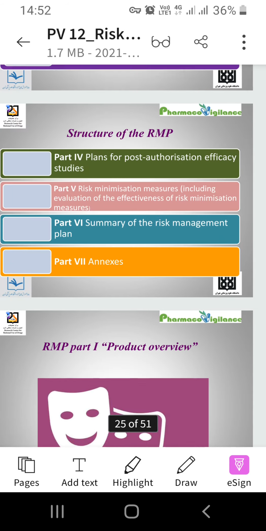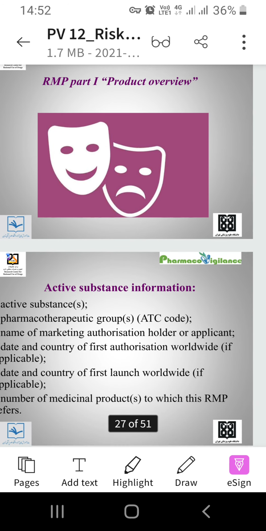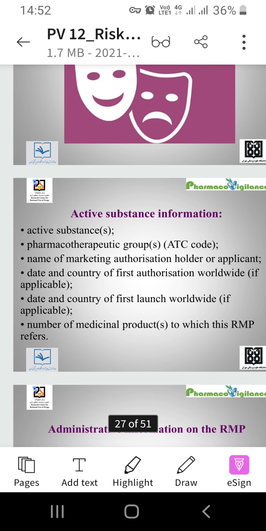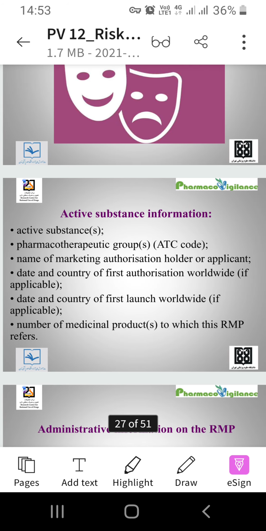RMP part one is a product overview. Okay, what is the product overview? Active substance information: active substance, pharmacotherapeutic group, ATC code, name of marketing authorization holder or applicant, date and country of the first authorization worldwide, if applicable. Date and country of first launch worldwide, if applicable. Number of medicinal products to which this RMP refers. These are the active substance information of the RMP.